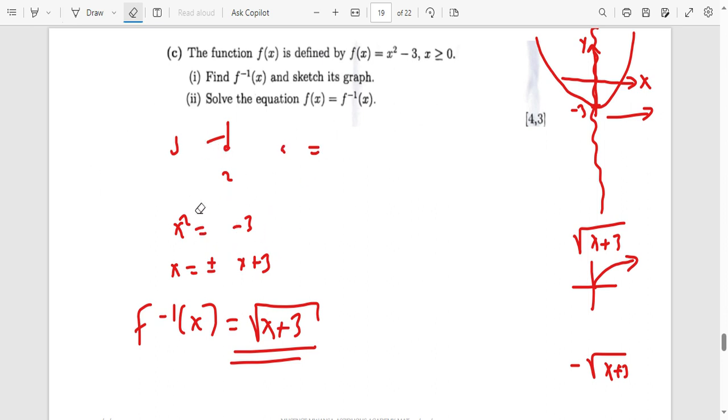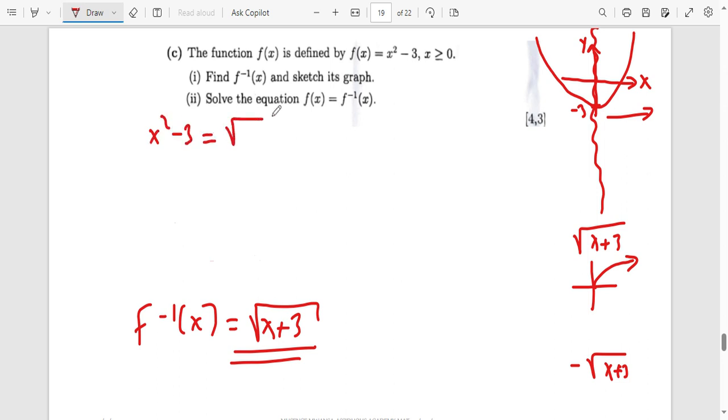Now I want to solve the equation f of x is equal to f inverse of x. And f of x is x squared minus 3. F inverse of x is the square root of x plus 3. What am I supposed to do here? Okay, so we are going to square both sides of the equation. Square this side, square this side.